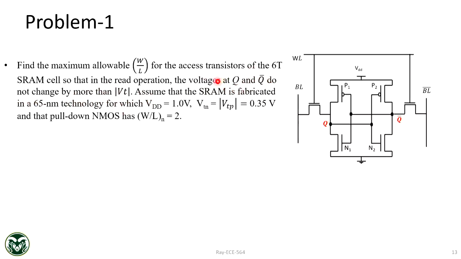So for being non-destructive, Q and Q bar both should not go more than the threshold voltage of a transistor. We're assuming the threshold voltage is symmetric. That's pretty much the standard assumption for NMOS and PMOS. The magnitude is the same, 0.35 in this case.